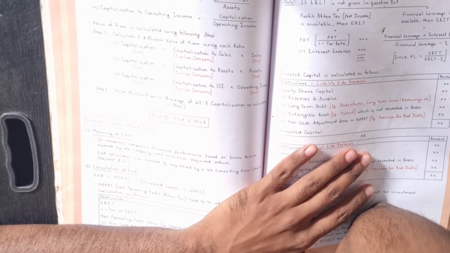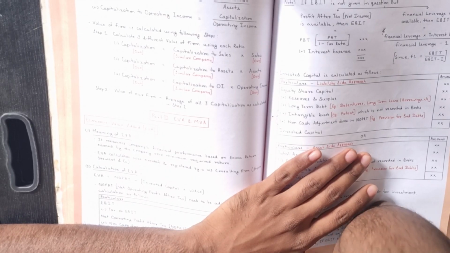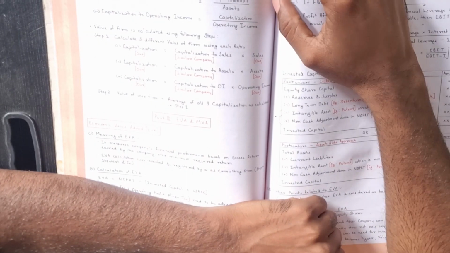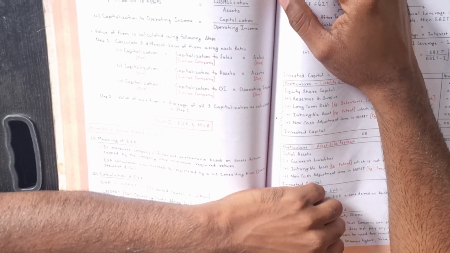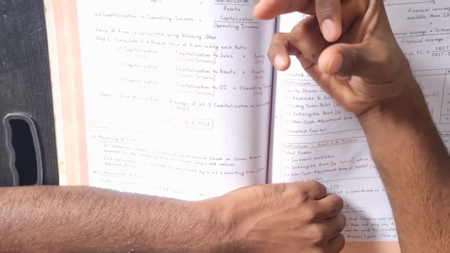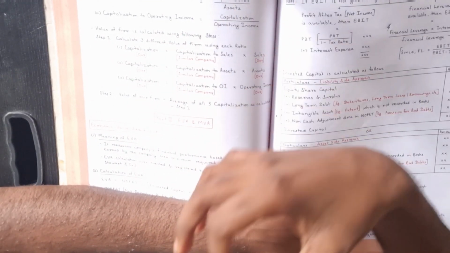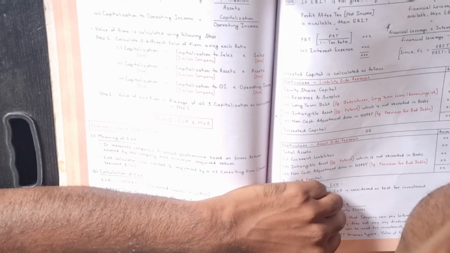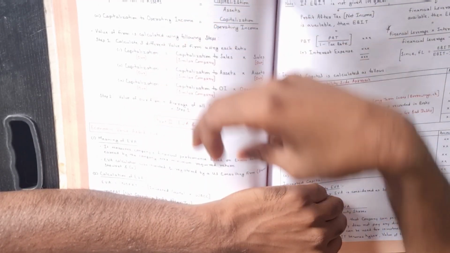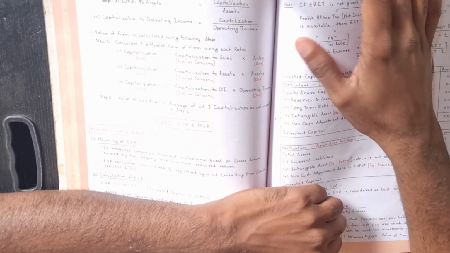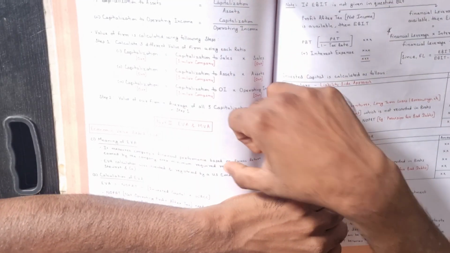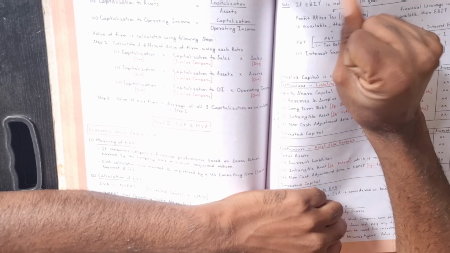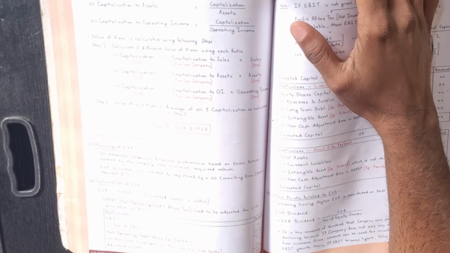EVA was coined by the US consulting firm named Stern Stewart and Company. So they derived a formula called economic value added, and they have patented it. So anytime we use the EVA term, their name has to be used alongside it. So who invented the formula? It was US consulting firm Stern Stewart and Company.